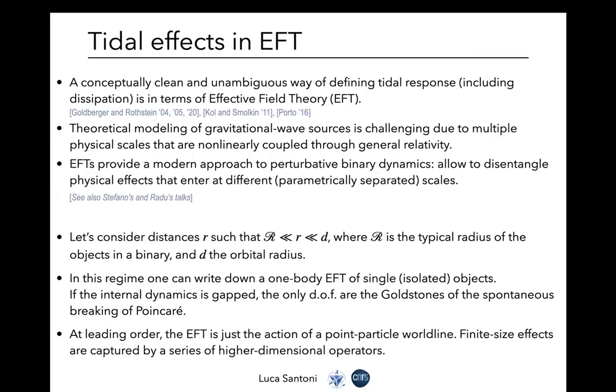And of course, as we know, binary systems are challenging because there are different scales involved in the problem. The EFT is a very powerful framework that allows us to disentangle physical effects that enter at these different scales. In this tower of effective field theories, I will focus on a simple regime in which the object has radius capital R, and D is the orbital radius. I want to put myself in a regime in which we are far enough from the object, such that the object looks like a point particle in some sense. But of course, I want to neglect the binary dynamics for the moment. So in the end, we will have a one-body EFT, which is what Filippo has already mentioned.